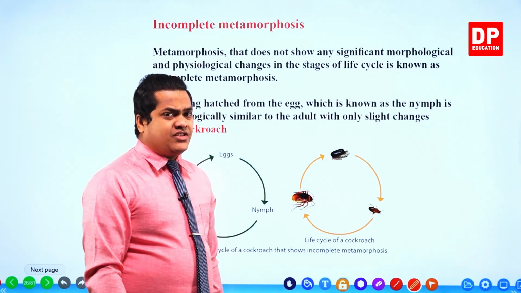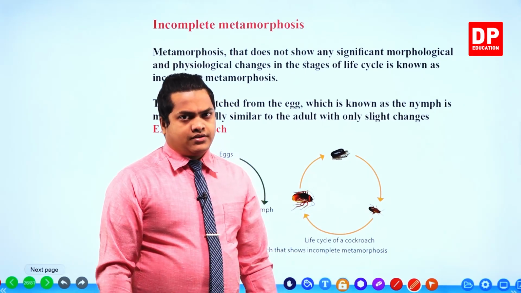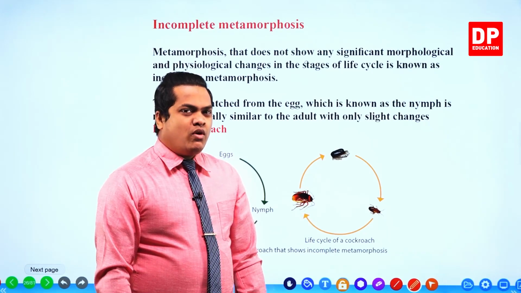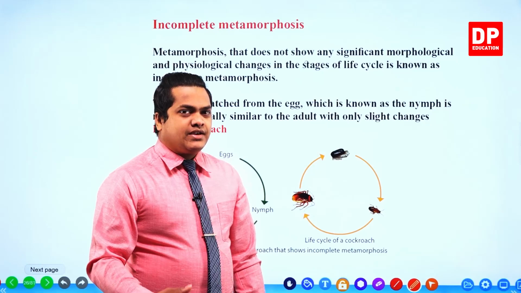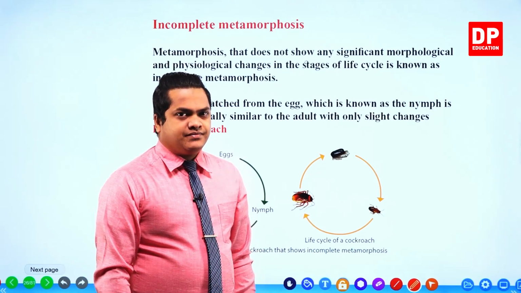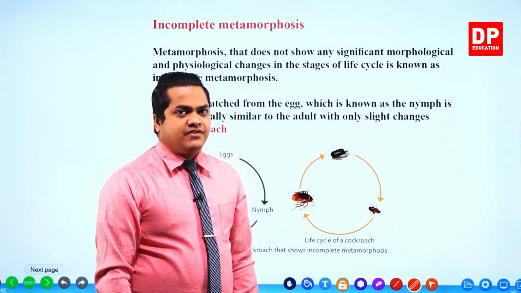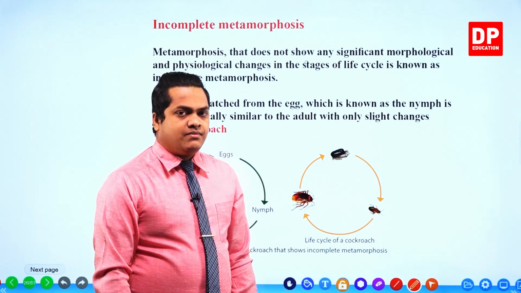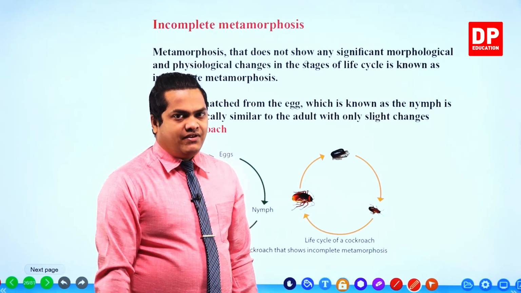There are small changes, like this one can fly, but this can't. There are smaller changes, okay? However, their body structure, appearance, and morphological features are somewhat similar to the adult. That is why it is referred to as incomplete metamorphosis. There are changes within the life cycle, but those changes are not that significant.